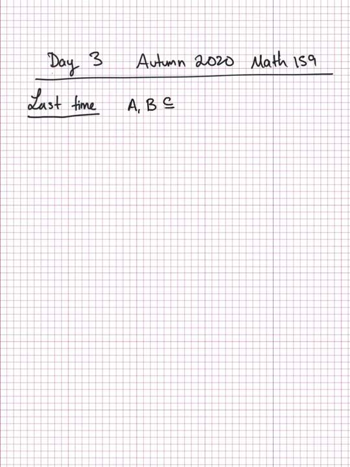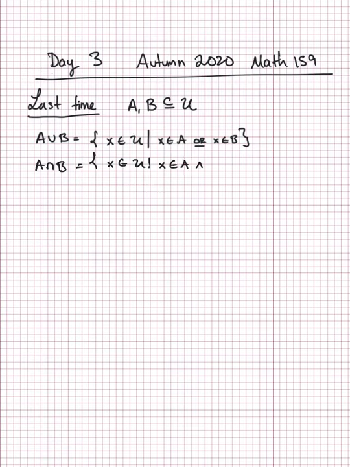We had A and B as subsets of this set U, and we defined the union to be the x in U, where x was in A or x was in B. We had the intersection: x is in U, x is in A, and x is in B. Remember, "or" here always meant "and/or," so you were allowed to be in one or the other or both. For the intersection, you have to be in both of them.